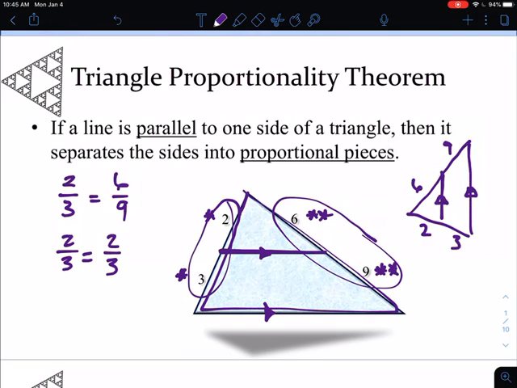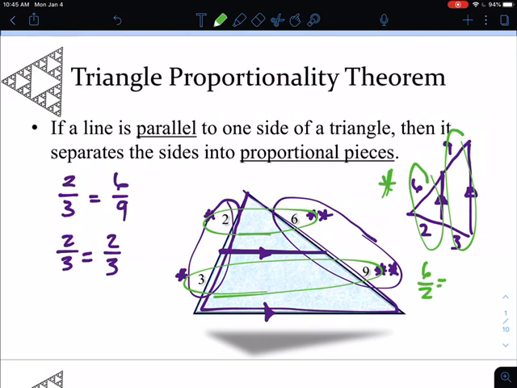Now what I want you to be aware of is that within this situation, besides being able to do the pieces, the 2 to 3 versus the 6 to 9, where we would do top over bottom equals top over bottom, we could also do something where we talk about left over right equals left over right. And the reason that works is if I look at this new orientation here, I can take top over bottom equals top over bottom. So if I look at it this way, I have 6 divided by 2, which we know is 3, and then I take 9 divided by 3 and I get 3.